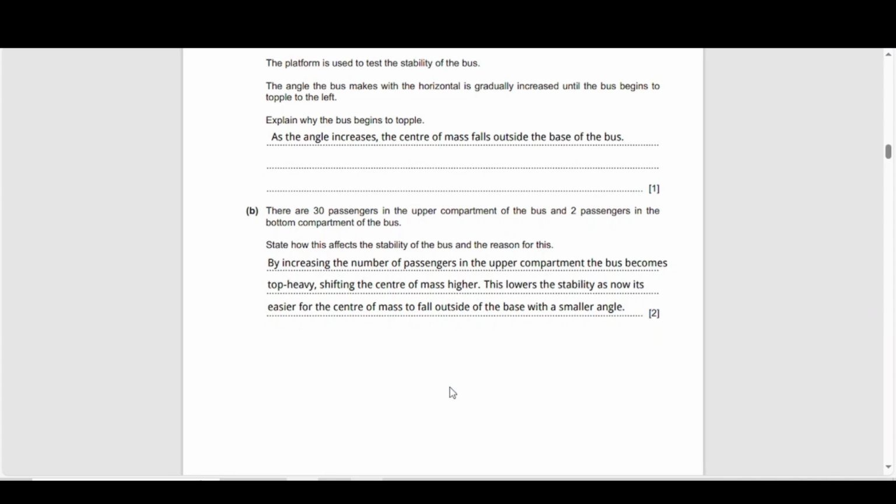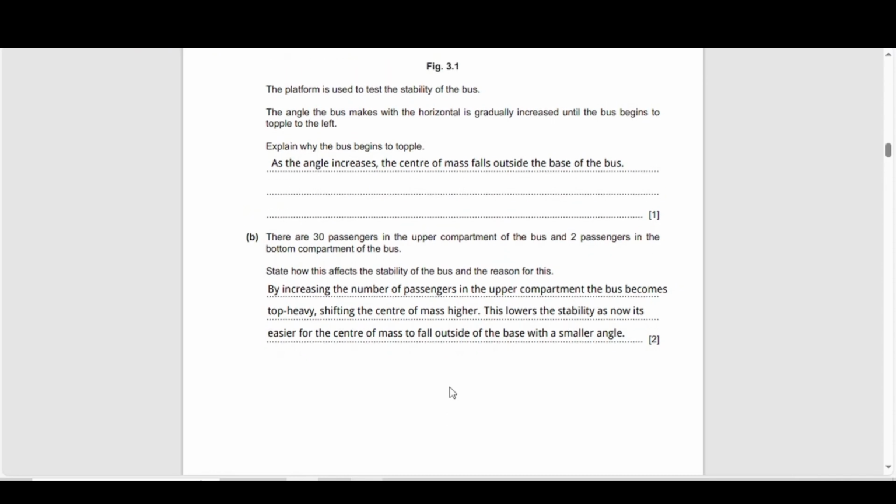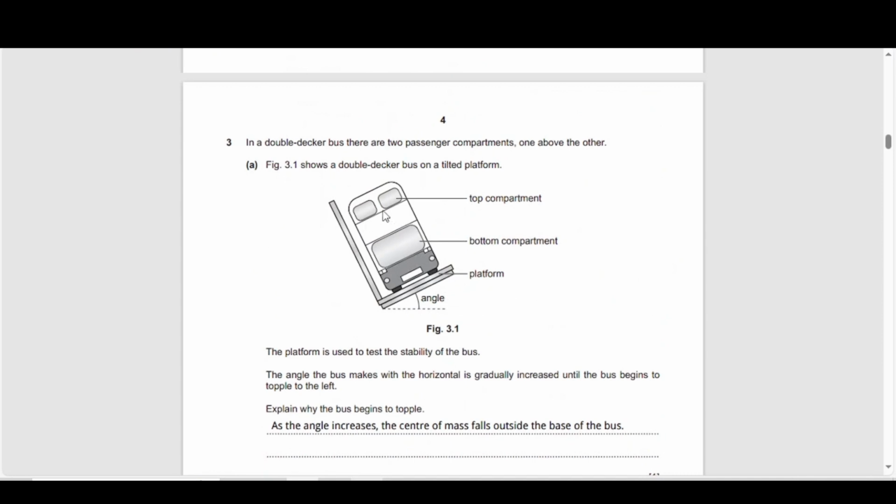Part B says there are 30 passengers in the upper compartment of the bus and 2 passengers in the bottom compartment of the bus. State how this affects the stability of the bus and the reason for this. So what happens is when you put more passengers at the top, fewer passengers at the bottom, you will tend to move the center of mass up because now the object is top heavy. Yeah, so you tend to move the center of mass up.